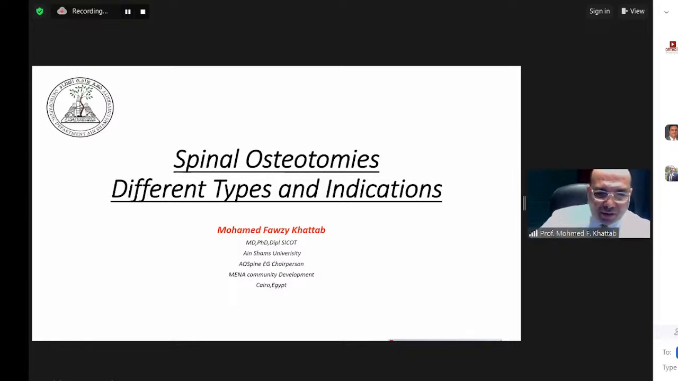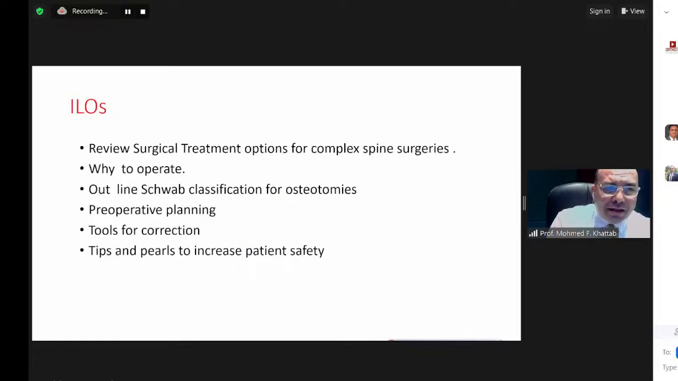My intended learning objectives from this talk: to review the surgical treatment options for complex spine surgeries, why to operate upon patients with spine deformity, to outline the Frank-Schwab classification for osteotomies, to put some tips and tricks for the tools of correction, how to prepare the patient preoperatively well, and to increase the safety of the patients.